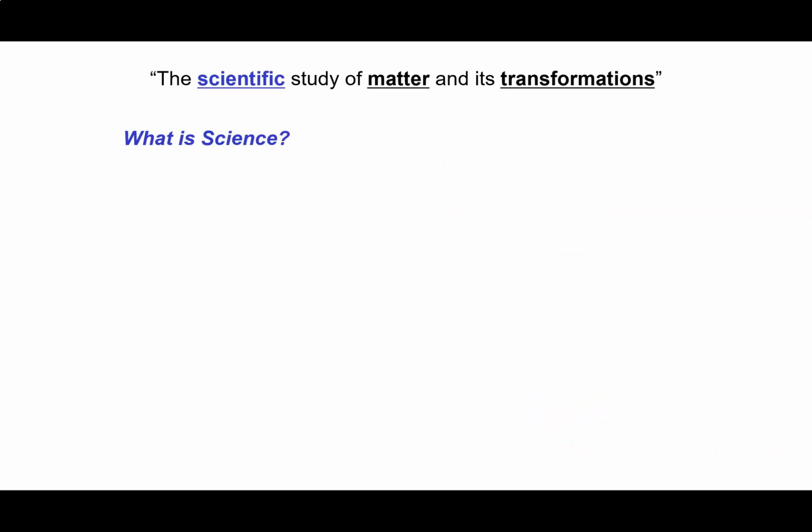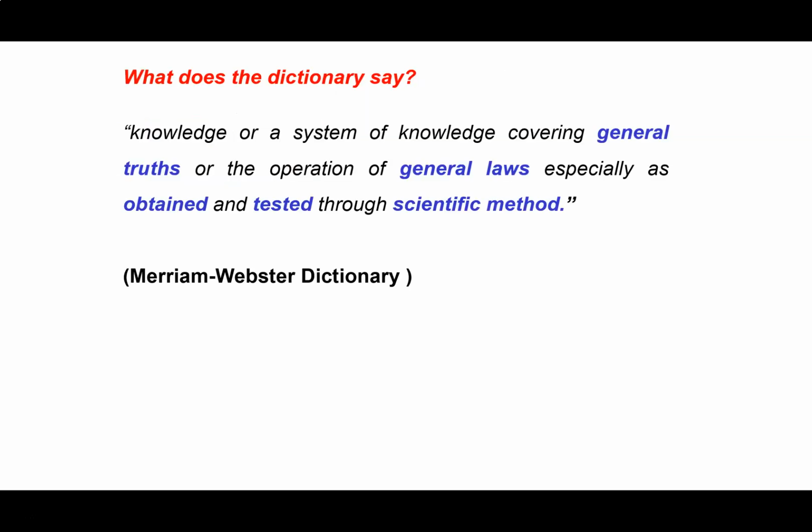Okay, so we've kind of got the concept of where chemistry fits within science, but we haven't actually defined what science is itself. So back in the old days when we wanted to know what a word was, we wouldn't Google it. Believe it or not, what we would do is we would look it up in the dictionary. So when you do that, you get something like this. The dictionary defines science as being knowledge or a system of knowledge covering general truths or the operation of general laws, especially as obtained and tested through the scientific method.